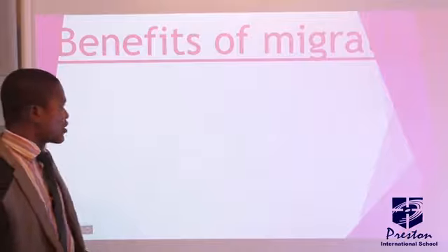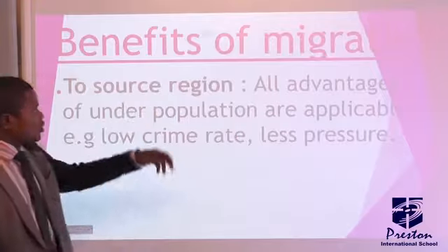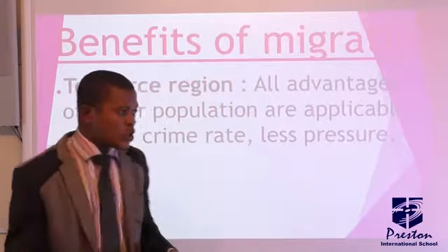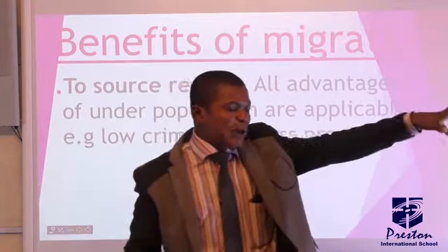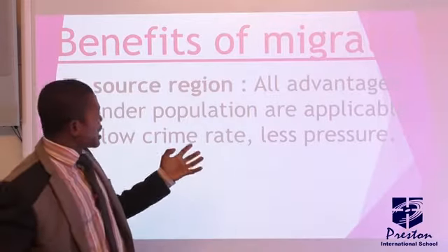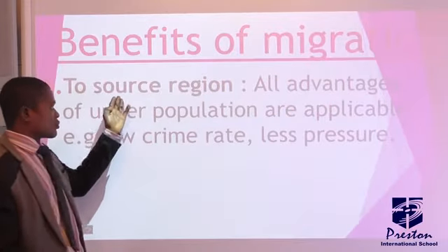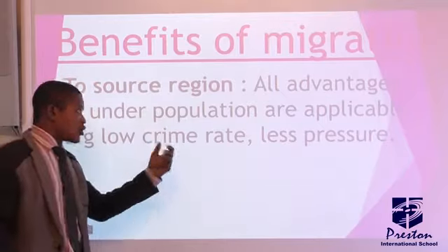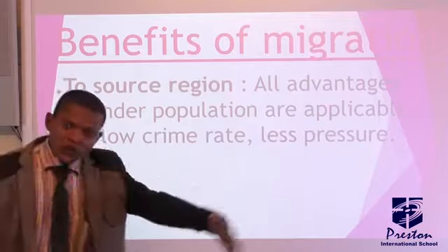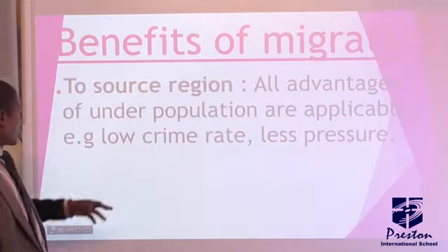Let's look at the benefits of migration. What are the benefits of moving? We can have the benefits at the source region. To the source region, what do you stand to gain? All the advantages of underpopulation we have discussed. When people leave a particular place, the population in that place will become low. We call that underpopulation. All the benefits that a person will enjoy because that area is underpopulated are applicable here. For example, there will be less pressure on resources. There will be lower crime rates because the population is low. And many more like that as we discussed in the previous classes. Those are the benefits to the source region.